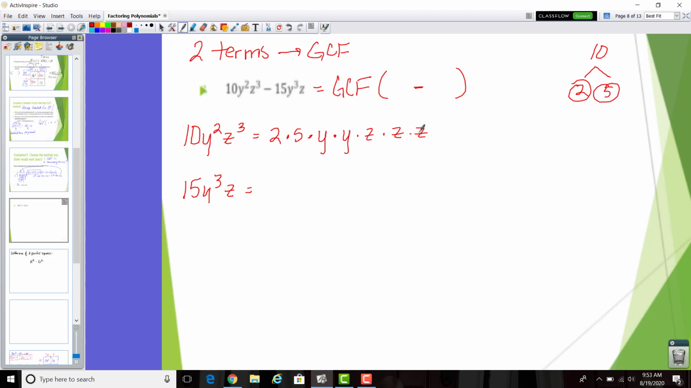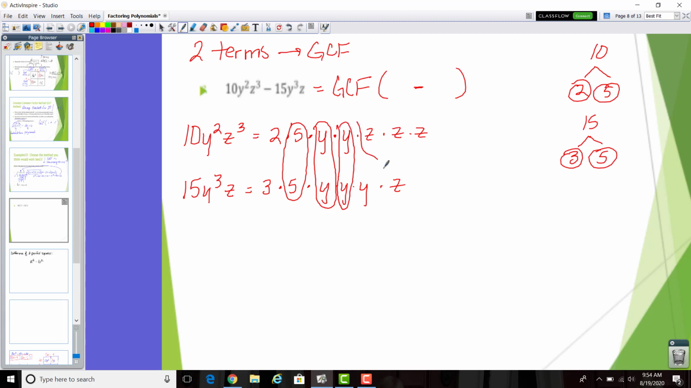If you multiply all of these together, you do get this. I'm going to do the same thing with the second term. Besides 1 and 15, I can use 3 and 5. Those are both prime, so I can't expand any further. So 3 times 5, y cubed is y times y times y, and we have a z. Now I'm able to use these lists to get both parts of my factored term. I'm going to circle the factors they have in common. They have a 5 in common. They have one y in common. They have another y in common, and then they finally have a z in common.